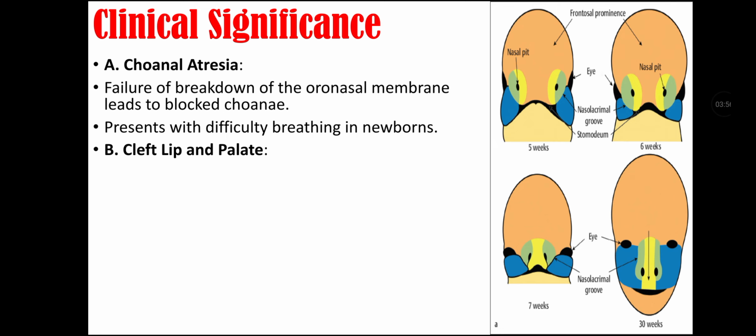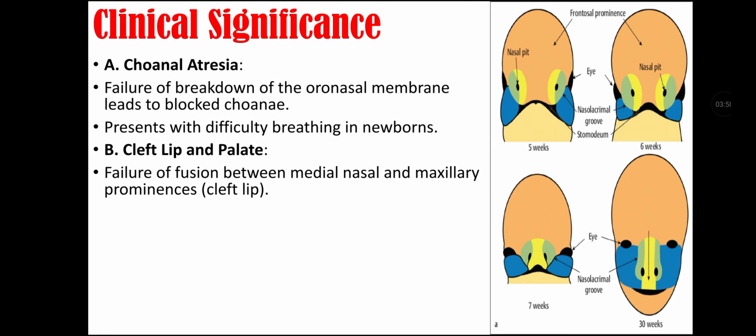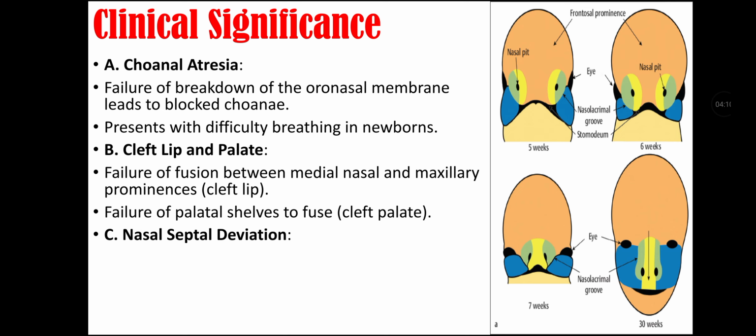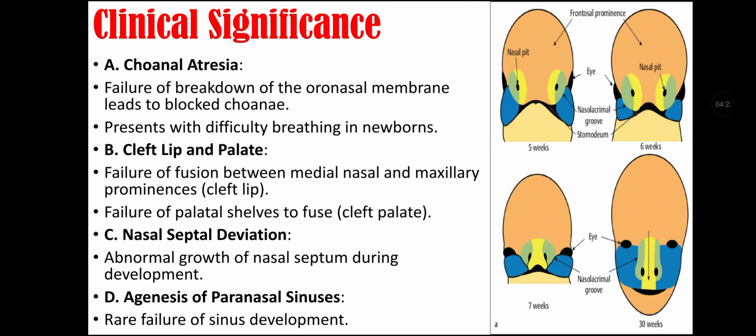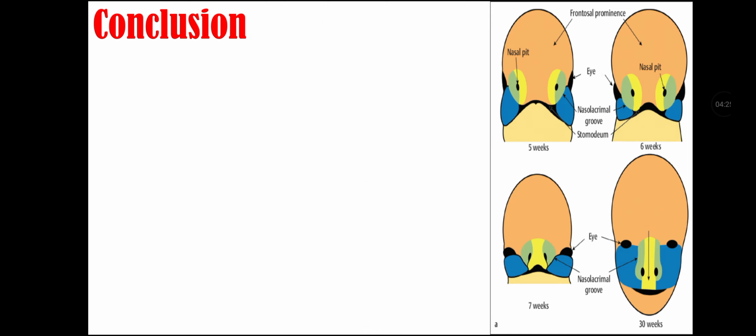Second is cleft lip and palate. It occurs when there is failure of fusion between medial nasal and maxillary prominences that cause cleft lip. It can also occur when there is failure of palatal shelf to fuse that causes cleft palate. And the third significance is nasal septal deviation. It is abnormal growth of nasal septum during development. And then fourth significance is agenesis of paranasal sinuses, that is real failure of sinus development.